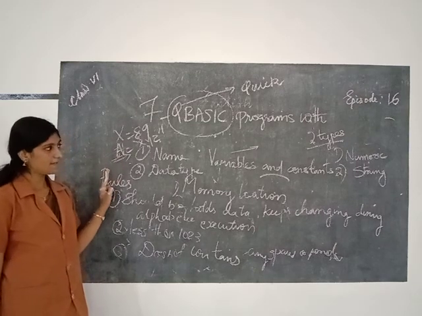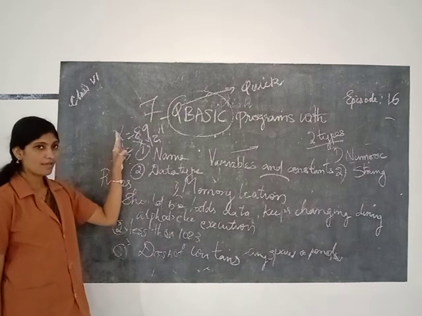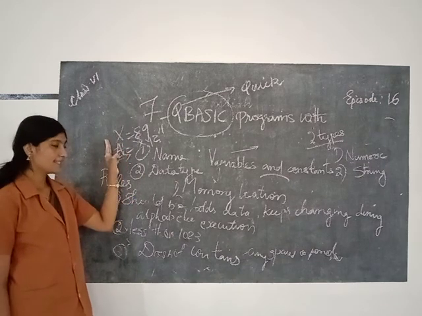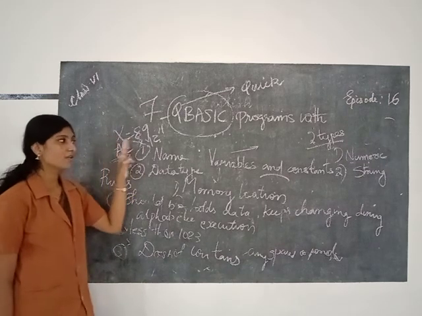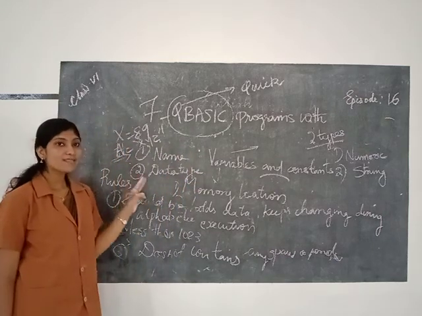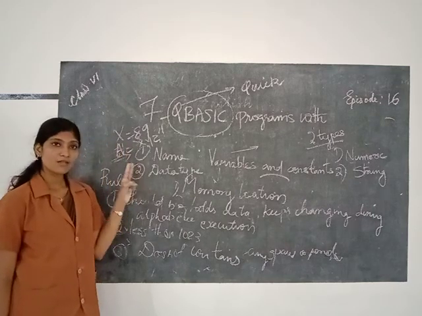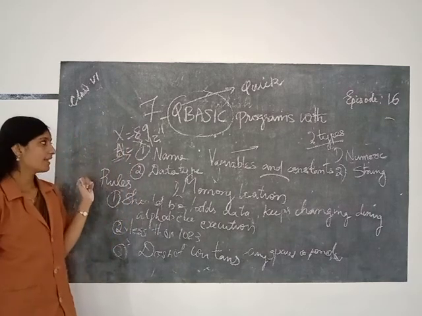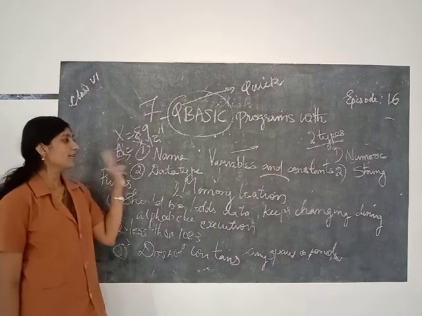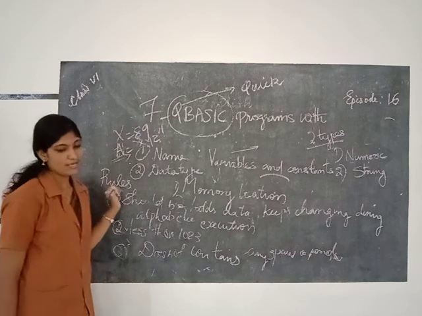So there are two types. Numeric variable, that is a numeric value assigned to a variable, and that type of variable declaration is known as numeric variable. And the second type is assigning a string to a variable, and remember you need to write double quotes around the characters. Then that type of variable is known as string variable.